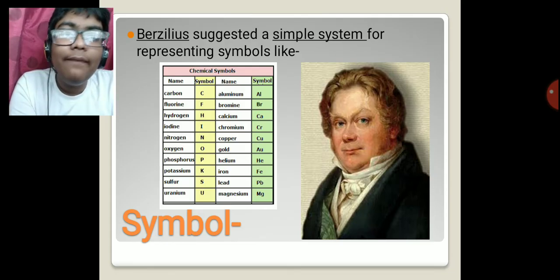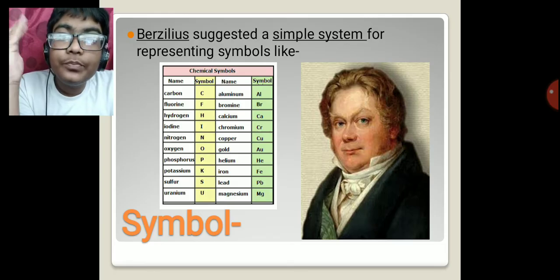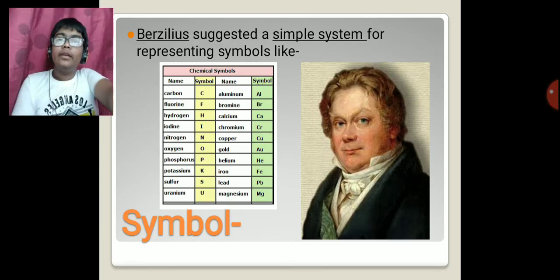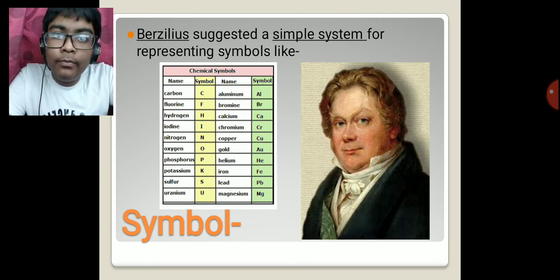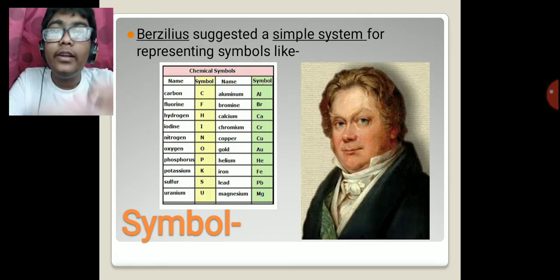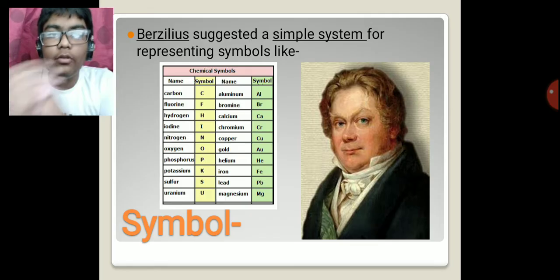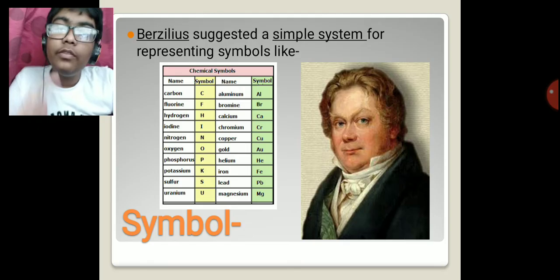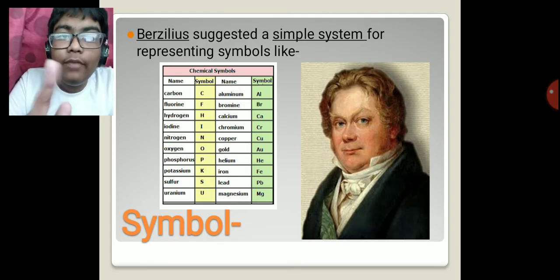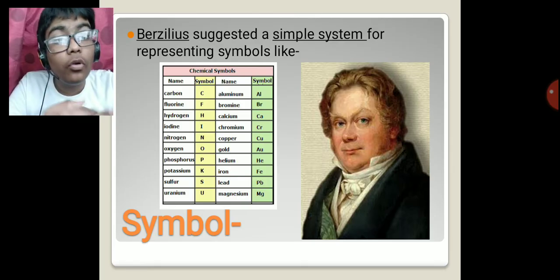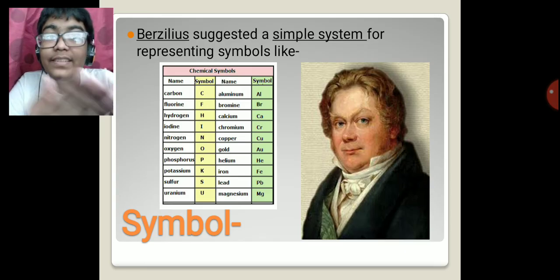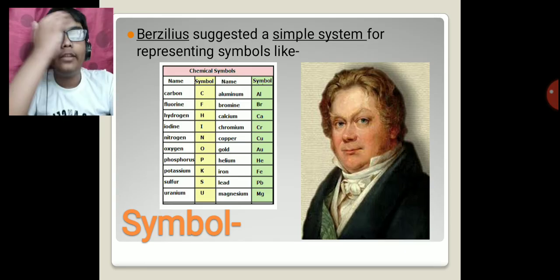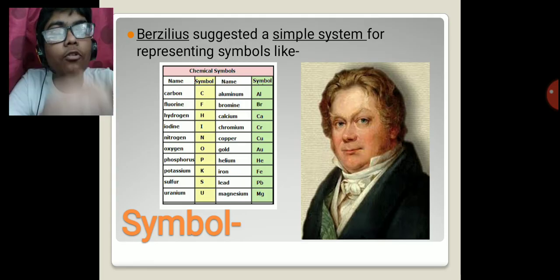Then you also have another case where if the second letter is also the same, then what was done was that another important letter of that word was taken. Like for carbon you have only C, for calcium you have Ca, that is the second case, and for chromium you have Cr. So it's taken like that. Sorry, not for copper, for chromium.